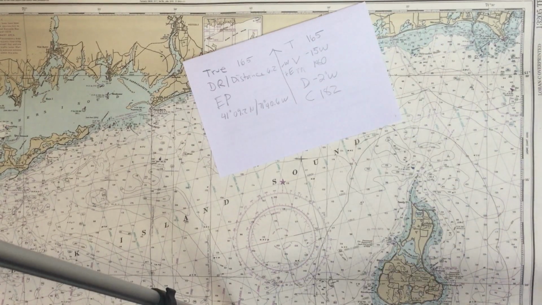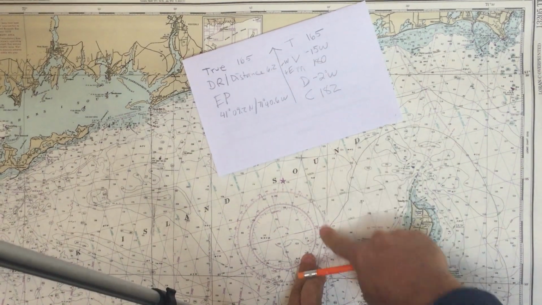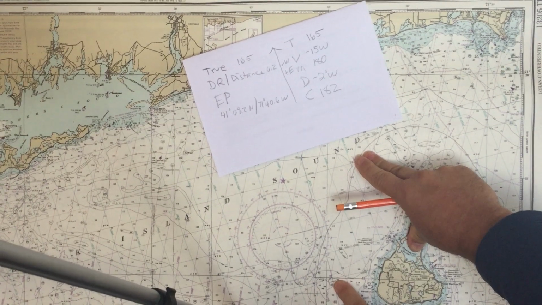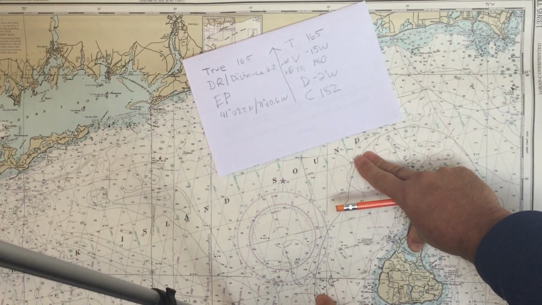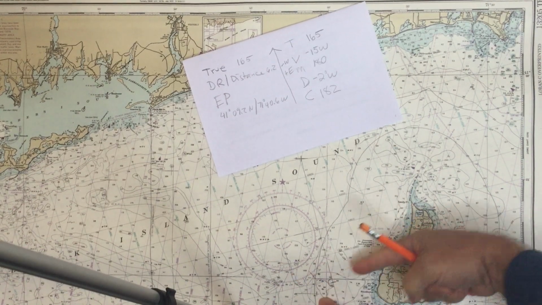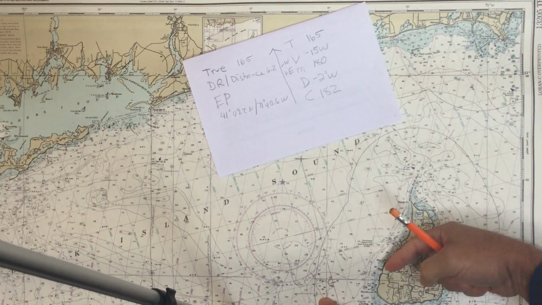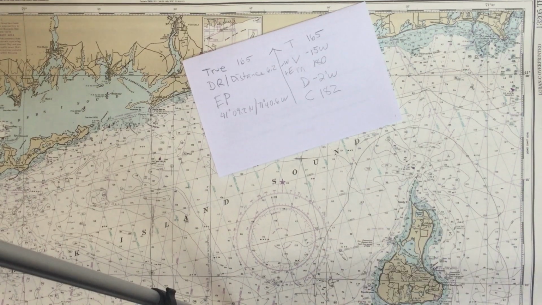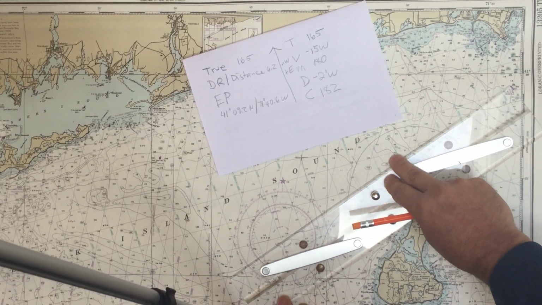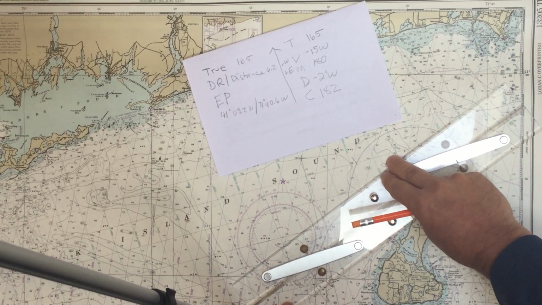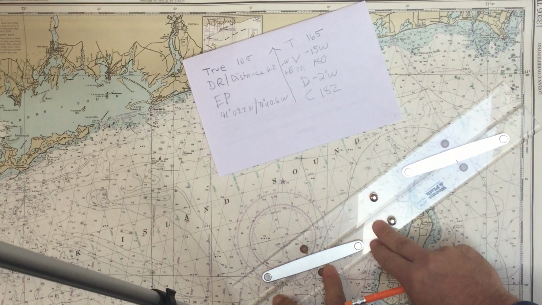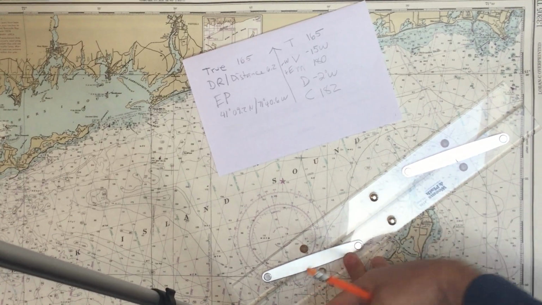Okay, so I should be on my line right here at my DR, but in reality I ended up over here. So that tells me the current is setting me in that direction, sort of a west-southwest direction. It's pushing me in that direction off my intended course. So they want to know specifically what is the set and the drift. Set means the direction of the current. It's easy to determine the direction of the current, it's that way.